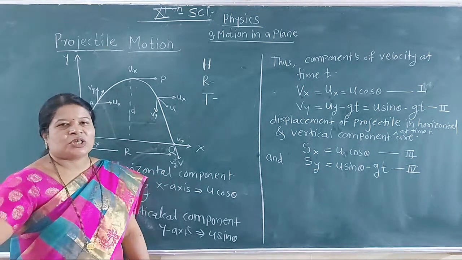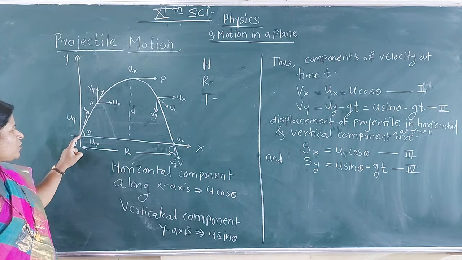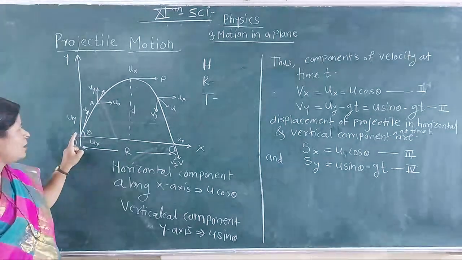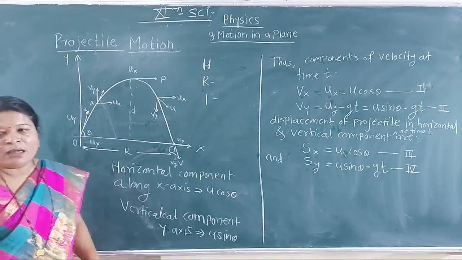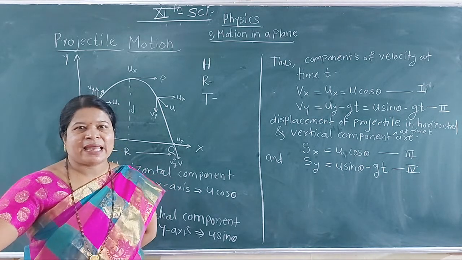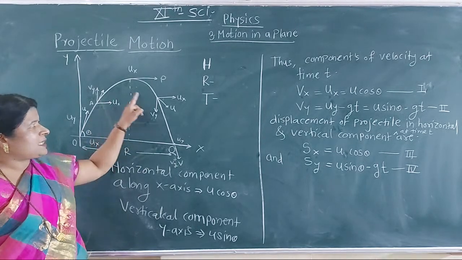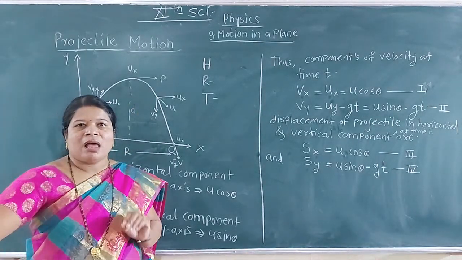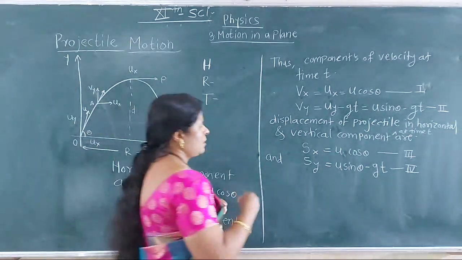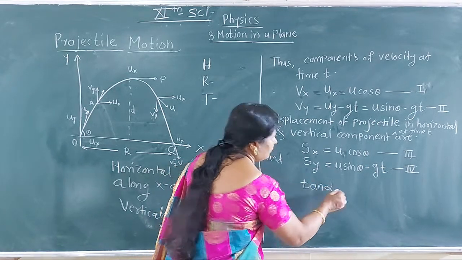Now the direction of motion of a projectile. See, the projectile is thrown from point O, that is the starting point of the projectile. So the direction of motion of a projectile at any time makes an angle alpha with the horizontal. We can show the direction of the projectile by tan alpha with the horizontal.